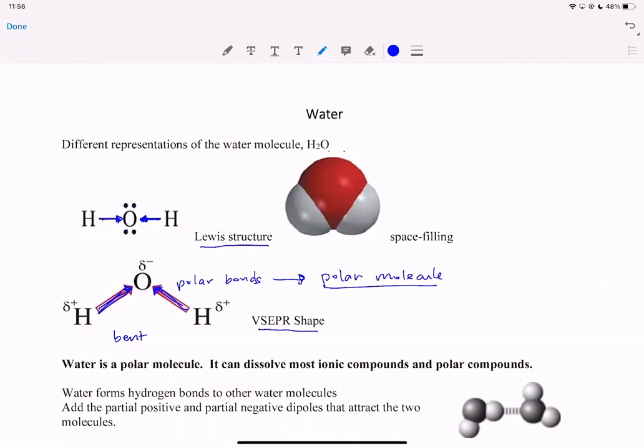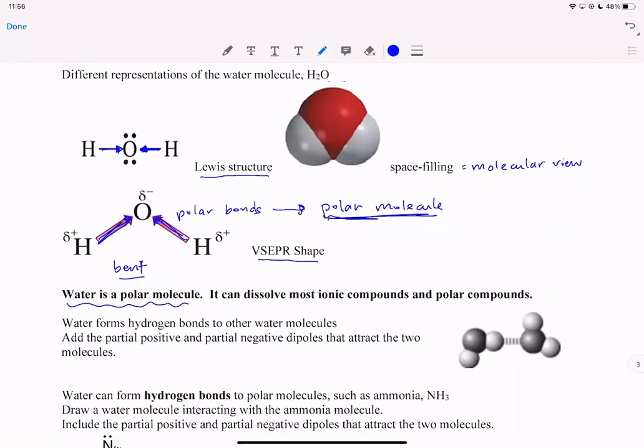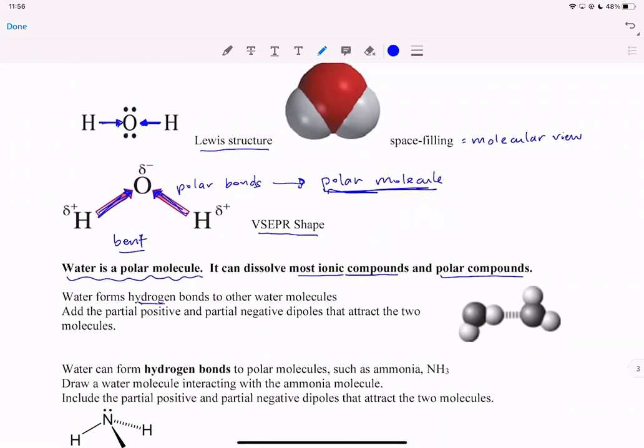Well, that would be a problem. If water were nonpolar, we would not have all of the properties that we know about water, which start with the hydrogen bonding. But we have a polar molecule because of the bent shape. And this bent shape, here's the space filling, or this is called the molecular view. Okay, you'll see all of that. We have water being a polar molecule. And with the molecule polarity, water can dissolve other polar molecules. So those are polar compounds, and water can dissolve most ionic compounds. And this is because water forms hydrogen bonds.